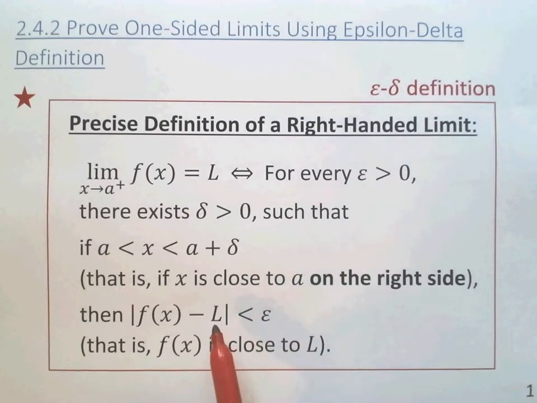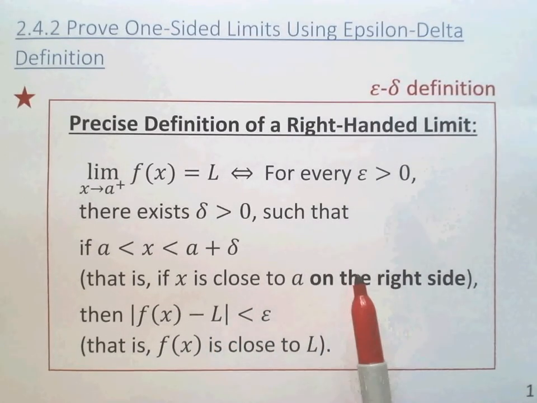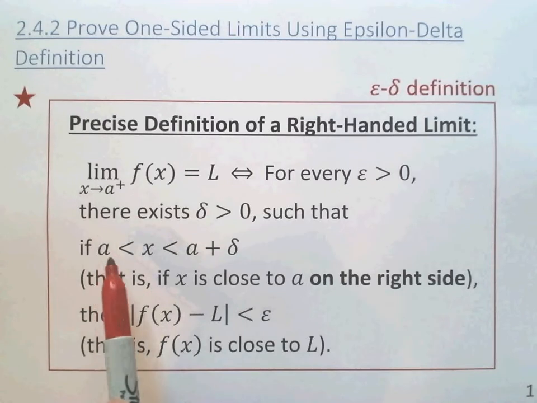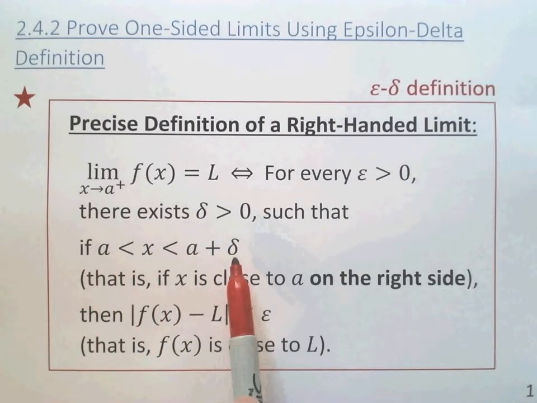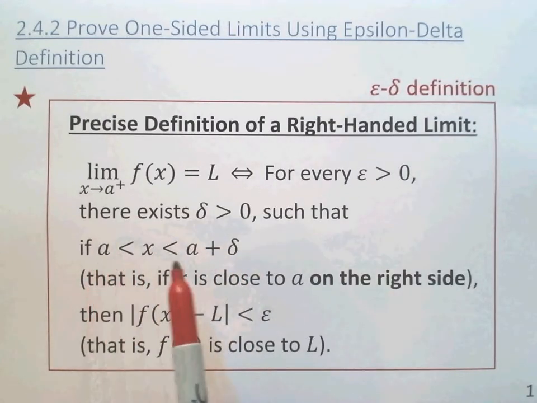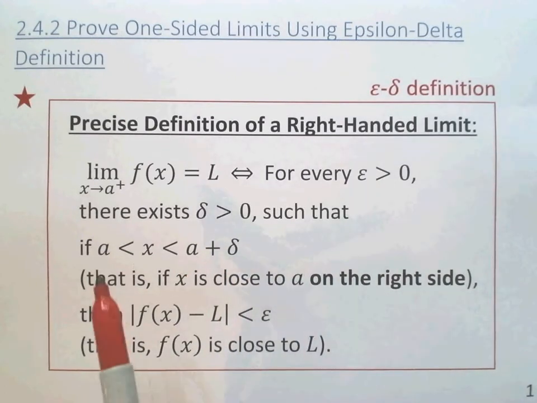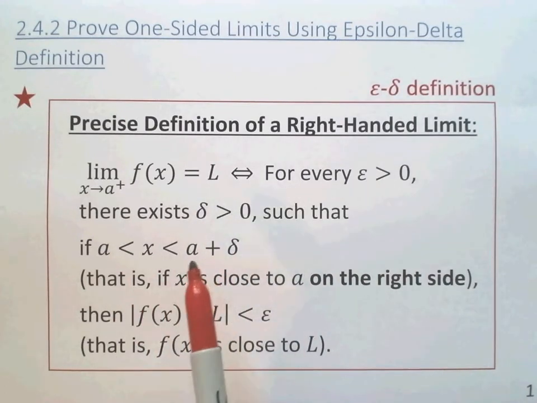So this is very similar. The only difference from the limit definition is here. It's not from a minus delta to a plus delta, but only from a to a plus delta, which means on the right side of a. Still the delta neighborhood, but on the right side.